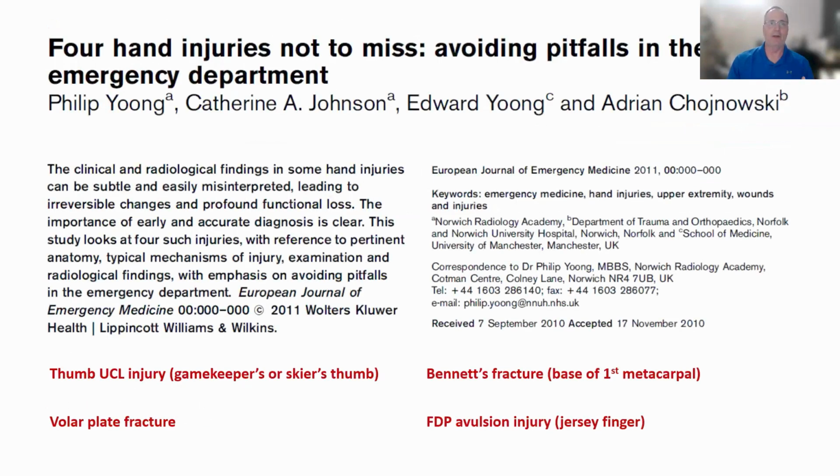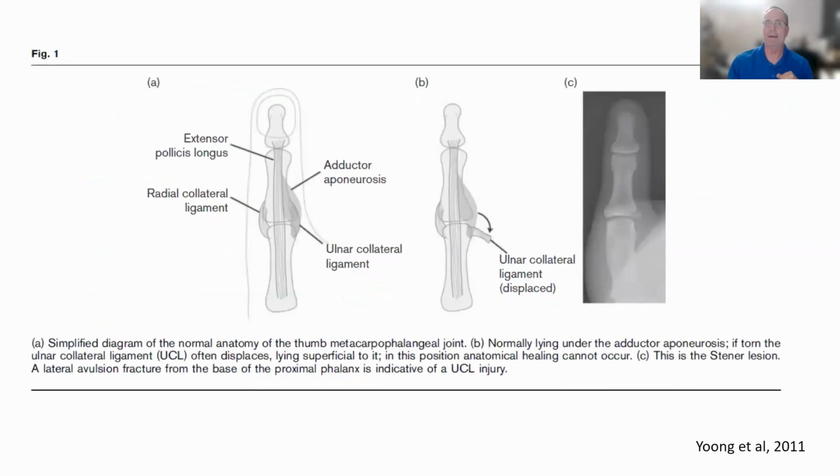So this is another one of those injuries that is described in this paper. Again, I think it's an awesome paper. So we've got the anatomy that is involved. It's an injury that involves the ulnar collateral ligament of the metacarpophalangeal joint of the thumb.